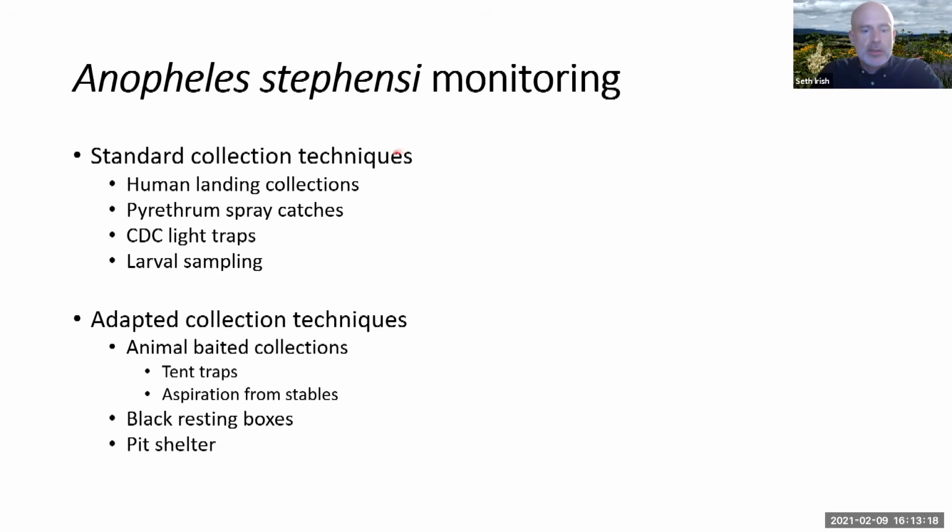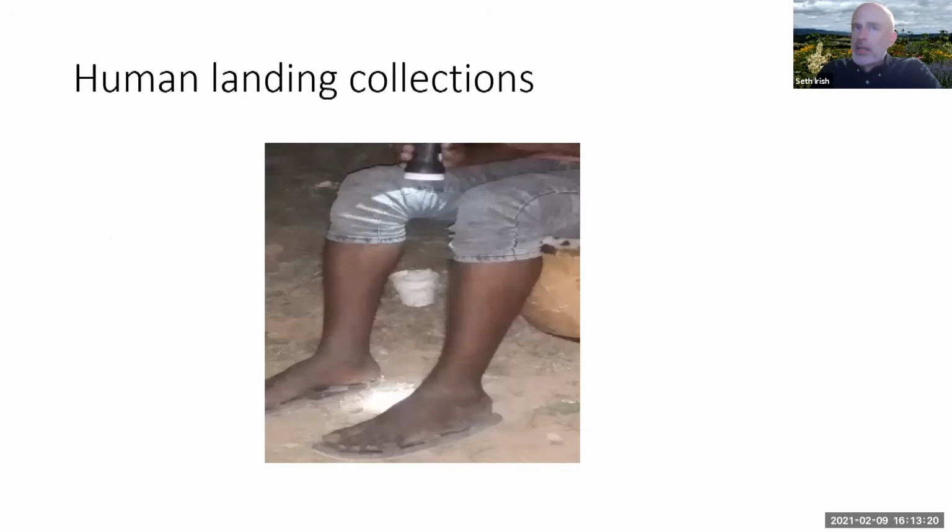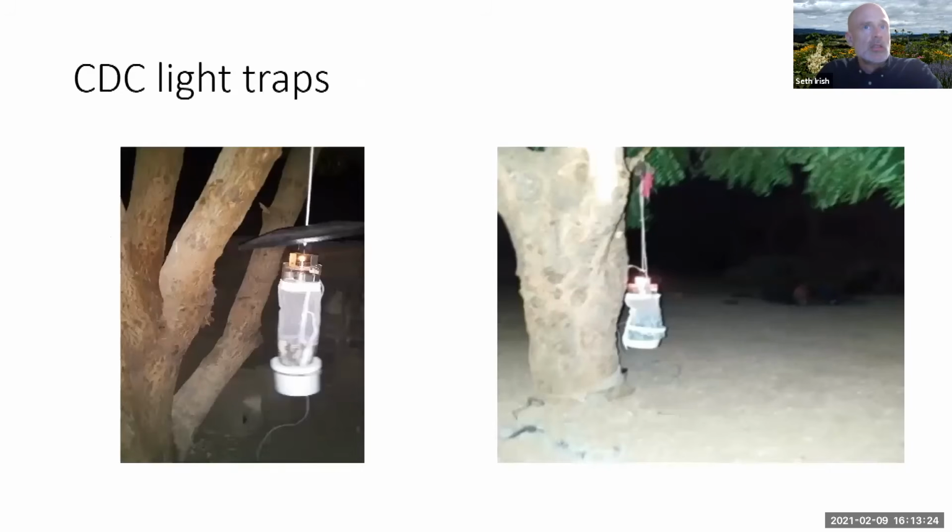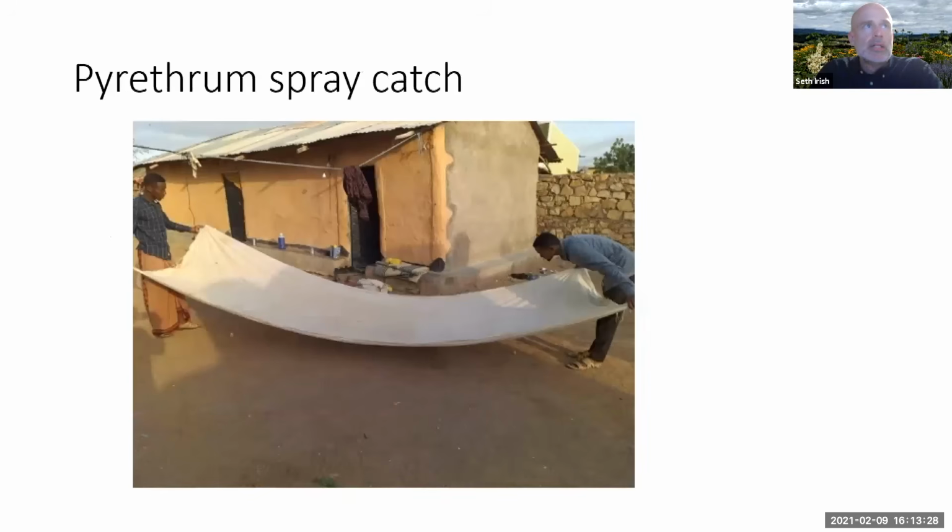So I'll just show you some of those. So human landing catches, you already know what those are. So we conducted those. We used CDC light traps, both indoors and outdoors. We used the Pyrethrum spray catch. So you can see this is our white sheet, and often what happens is your white sheet that starts out very nice, after several uses, starts to become a little bit yellow, but that's fine. That's no problem.